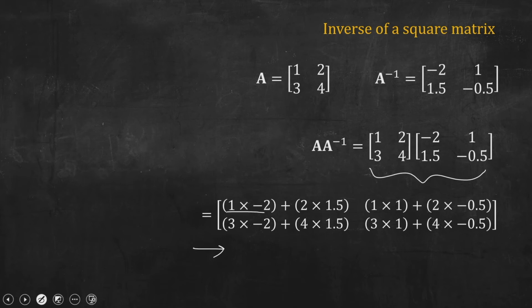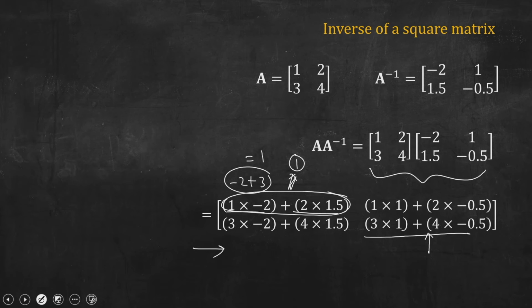You can easily see what I have. 1 into minus 2, this is minus 2, plus 2 into 1.5, that will be plus 3. So, this will be equal to 1. So, this whole first term is equal to 1. Similarly, you can see this whole thing will become 1, and if you do the whole calculation, and I will insist please do the calculation yourself for practice, you will see it will become 1 0 0 1, and this is an identity matrix. Done.